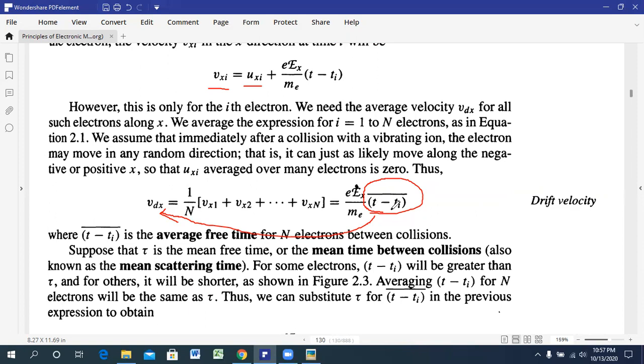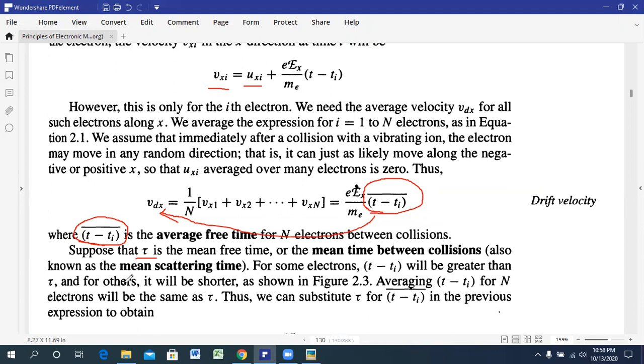Now this T minus Ti bar is known as average free time for n number of electrons between the collisions. And this T minus Ti bar is defined as tau, which is known as mean time between the collisions, that means the average time between the collisions. Okay. So sometimes this one is also known as mean scattering time.